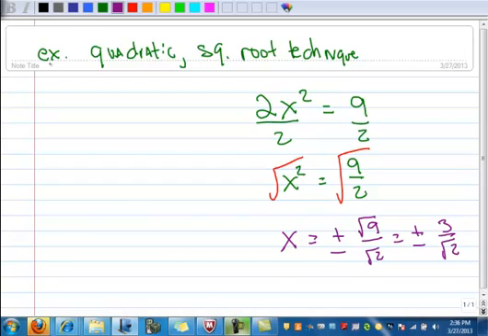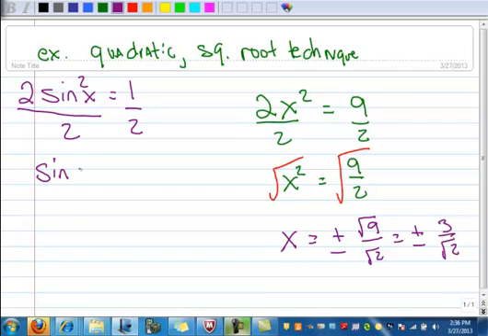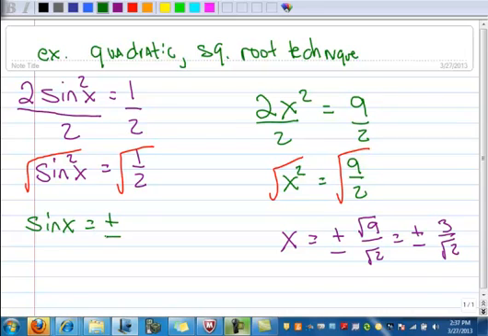Alright, so we're going to do the same thing with a trig function. So this one is going to be 2 sine x squared equals 1. So here's my quadratic because I got a squared, and we're going to use the square root technique. So step 1, we're going to divide both sides by 2. So now I have sine x squared is 1/2. And now you're going to square root both sides.